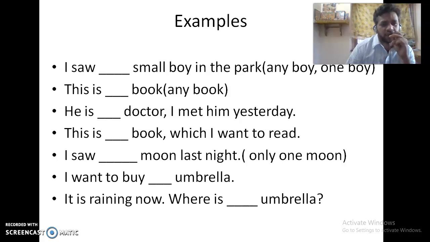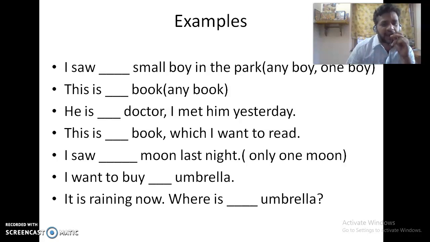This is dash book. Check it. He is dash doctor. I met him yesterday. Is it specific or unspecific? You can note it down. Okay, write either a or the, depending on your understanding. So give a pause and write your answers in the comment section. Okay, next example. This is dash book which I want to read. Is it specific or not specific? Think about it. Next, I saw dash moon last night. Only one moon. Whether it is specific or unspecific, think about it and write the appropriate article there.